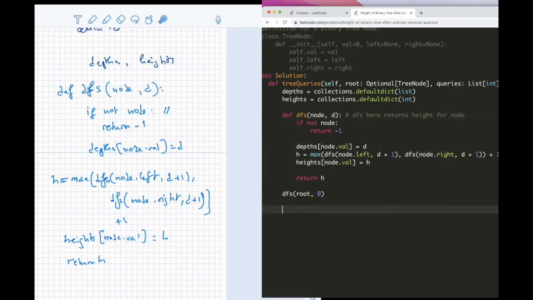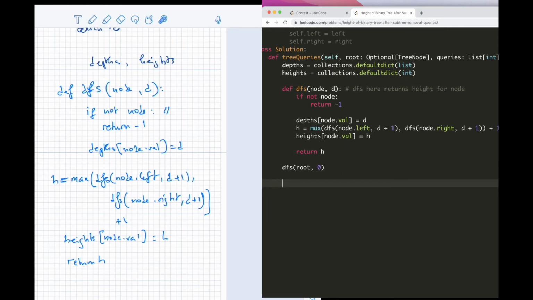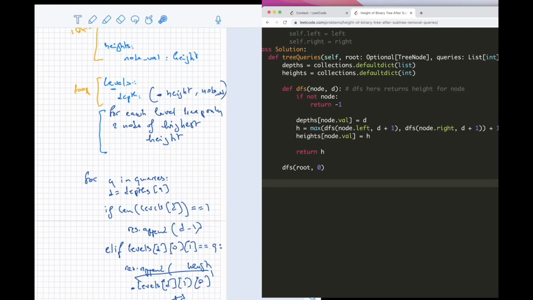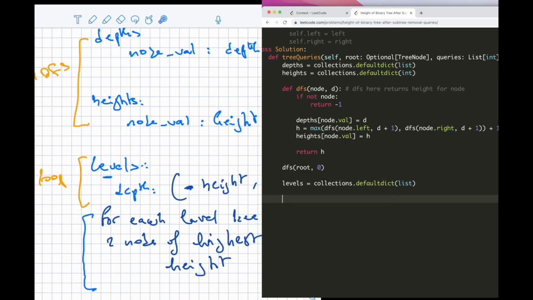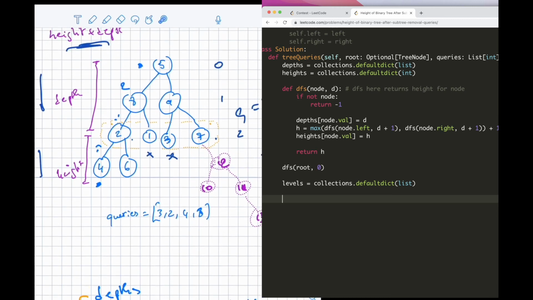So now we did the first part. The second part now is computing levels. This levels map. So let's define our levels map first. So it's also a dictionary and it needs to be a list, right? Because it's the list of all the nodes at a particular level, right? So this would be the list of all nodes, let's say, for example, in this level. So 2, 1, 3, 7.